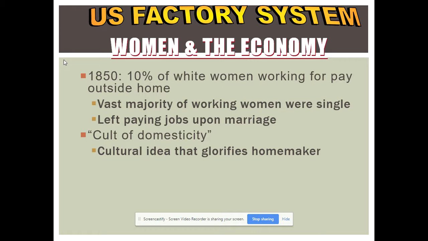And so you have people in society saying, hey, well, women's place is in the home, and it glorifies women as traditional homemakers. Now, the women's rights movement doesn't necessarily challenge that. They just want political and legal rights before the law. Now, you'll see that change when we get to the feminist movement later in the second half of U.S. history.